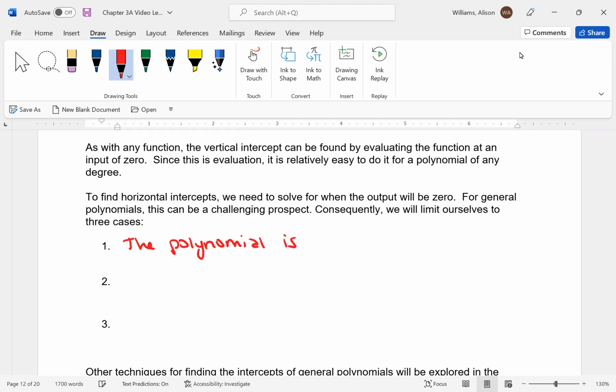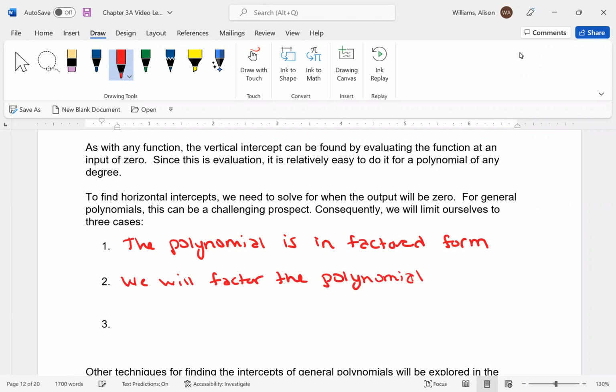So the polynomial is in factored form. Then all we do is set those factors equal to 0, and we're done. Otherwise, we need to factor it. So it will be something that we can factor. Maybe we have to use greatest common factor, trial and error, difference of squares. There are lots of different types of factoring. So we might have to factor it, but it should be techniques we're familiar with.